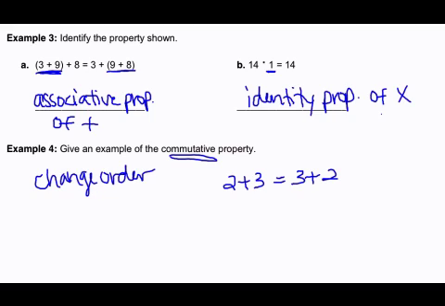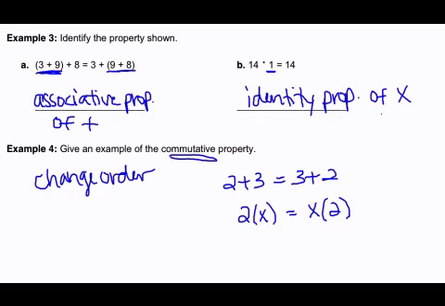I'm going to show you a multiplication example as well. It does not matter which operation you use if it does not specify. So for multiplication, we could do 2 times x, and we know that that's the same as x times 2.